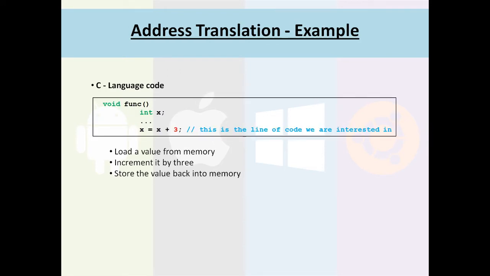So here's a little example of how address translation works. Here you'd have some code where we define an X variable and we simply add 3 to that value. Basically, you load a value, you increment it by 3, and then you store that value back.